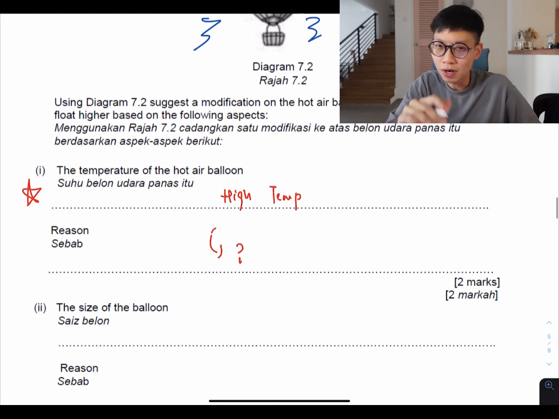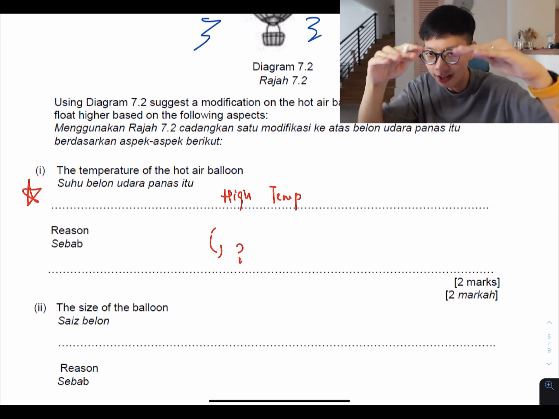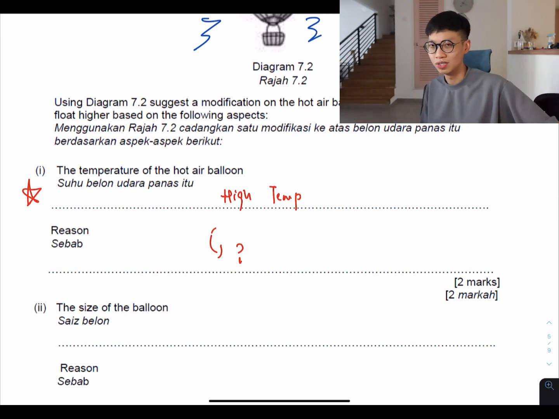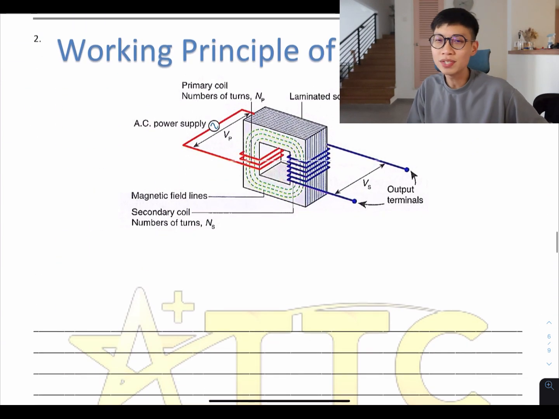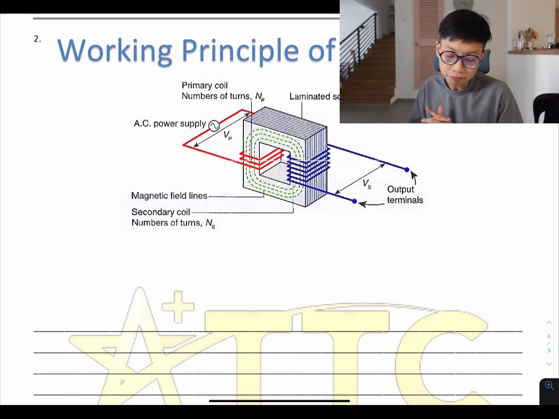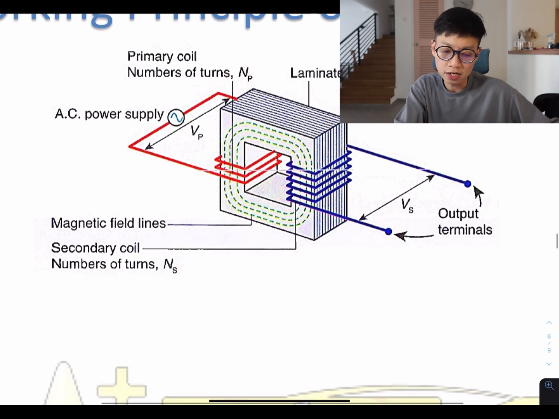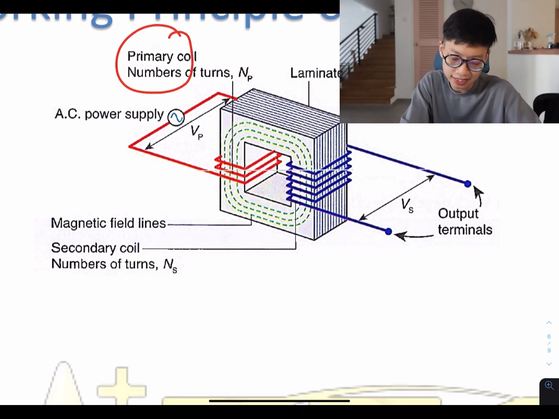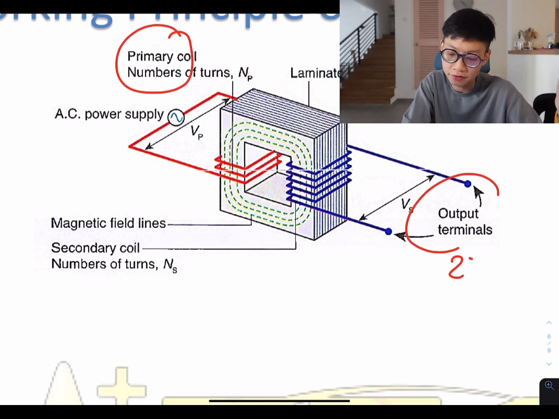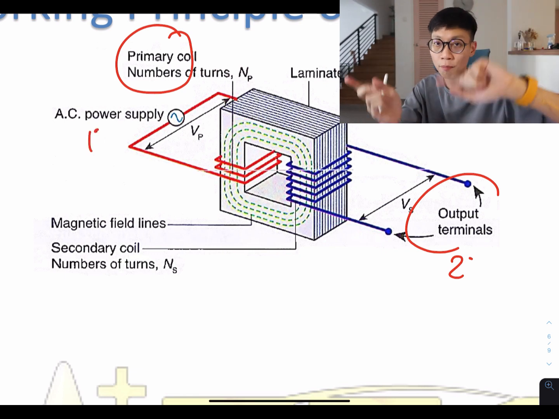Now, for this one, we are going to end here. Let's go to the second common mistake. The second common mistake brings us to the working principle of a transformer. In the working principle of a transformer, you can see here we have a primary coil and a secondary coil. This is where the secondary coil, input and output.